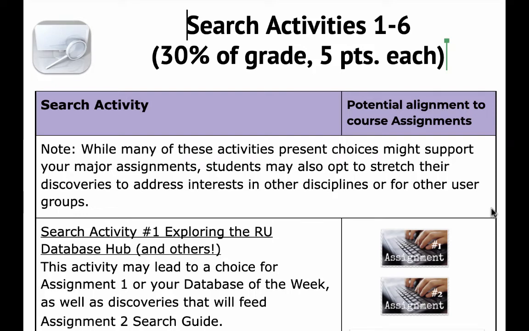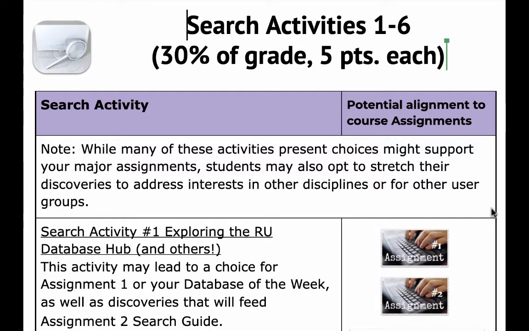First, the things that are not the actually labeled assignments. You'll have a series of 6 search activities, which will account for 30% of your grade, 5 points each. This happens pretty much at the beginning of the semester, not every single week, but they're staged to go along with the learning that we're doing, and also to help you build the skills that you need.